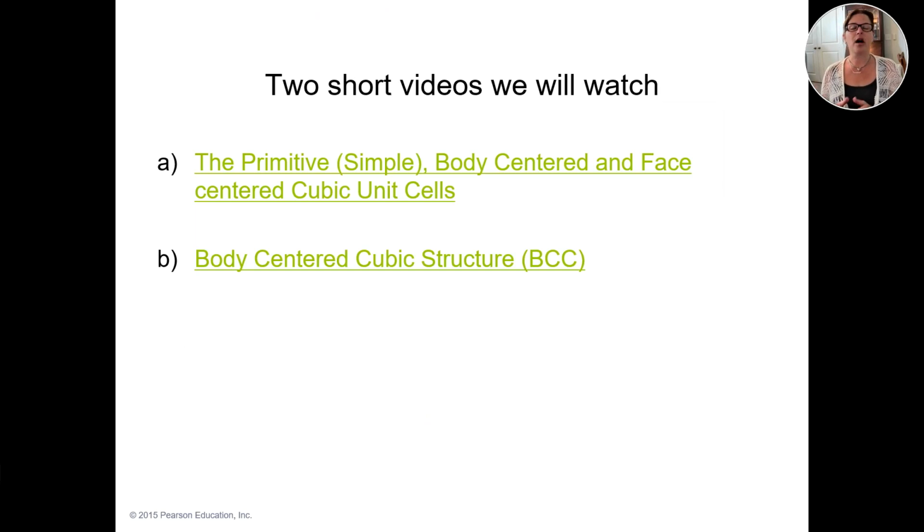So when we talk about these crystalline structures, there are three we're going to focus on: the primitive or simple, the body-centered, and face-centered cubic cells. Conceptually, they're a little bit hard to visualize, and this is why we're going to watch these short videos, because the 3D animation of it is not one that I can replicate, and it's a good explanation of the body-centered cubic structure, which is really, really important. We're going to focus more on the body-centered than the face-centered and simple. So let's start with this one.